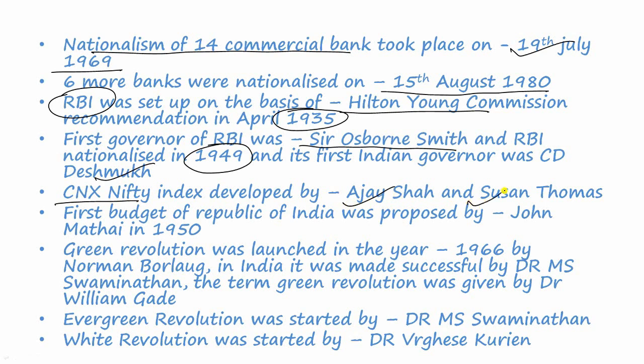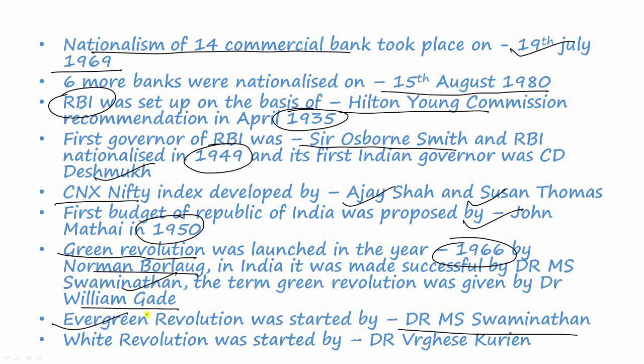CNX Nifty Index was developed by Ajay Shah and Susan Thomas. The first budget of the Republic of India was proposed by John Mathai in 1950. Green Revolution was launched in the year 1966 by Norman Borlaug, and in India it was made successful by M.S. Swaminathan, and the term Green Revolution was given by Dr. William Gaud. Evergreen Revolution was started by Dr. M.S. Swaminathan, and White Revolution was started by Dr. Verghese Kurien.